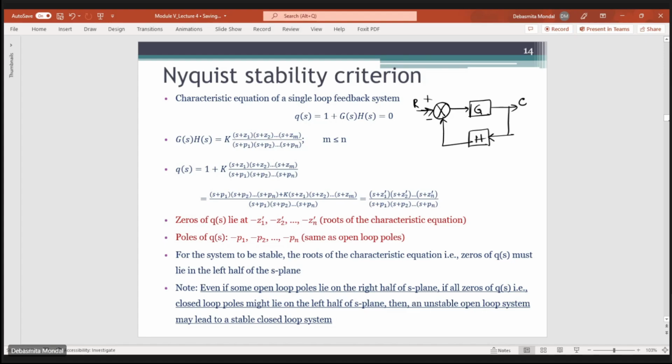Now let's say the value of GSHS is given in this form. In pole-zero form, the order of the numerator M is less than or equal to the order of the denominator. Simply, you can write QS equals 1 plus this term. If you simplify, in the denominator you have S plus P1, S plus P2 till S plus Pn, and in the numerator you have S plus P1, S plus P2 till S plus Pn, plus K into S plus Z1, S plus Z2 till S plus Zn.